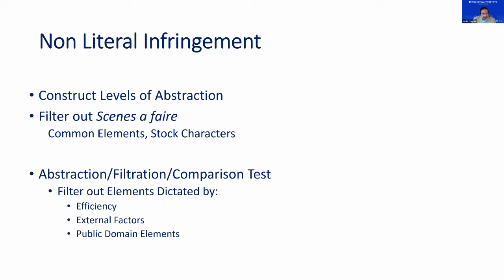So when it comes to software, you also have to factor in elements dictated by the public domain, elements dictated by efficiency, and external factors. If you're writing a program in Unix, there are going to be certain commands and certain parts of your code that you have to use in order for the computer program to operate or to understand what sort of environment it's going to be compiling in. So none of those things count as expression when you're trying to determine whether or not someone's infringing.